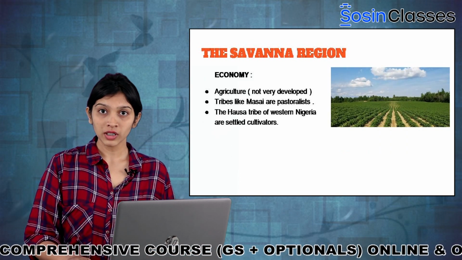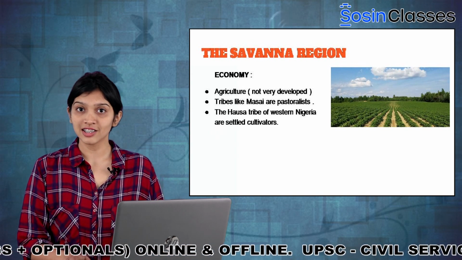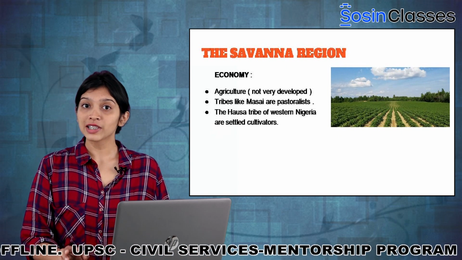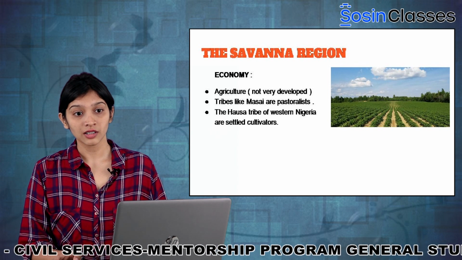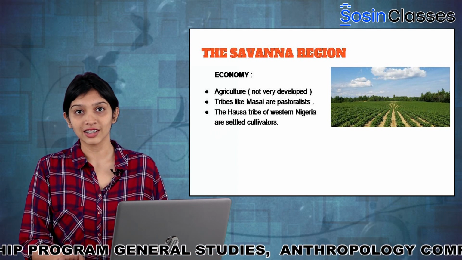Coming to the economy, the primary economic activity in the Savanna region would be agriculture. However, it is not greatly developed. Tribes like Maasai are pastoralists, and the Hausa tribe of western Nigeria are settled cultivators.